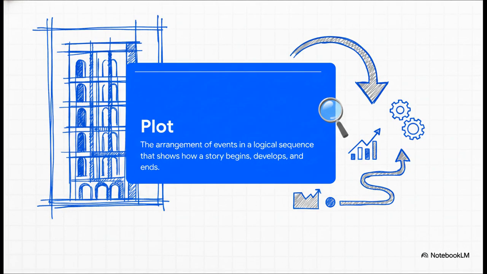And every building needs a blueprint. In writing, that's the plot. It's the difference between saying, a king died and then a queen died, and saying, a king died and then a queen died of grief. See the difference? The first one is just a list of things that happened, but the second one, that's a plot. It's that because of this, that happened chain that gives a story its momentum and its meaning.